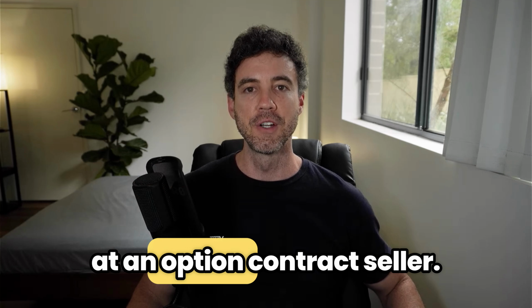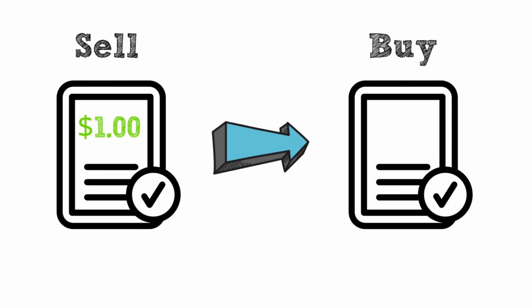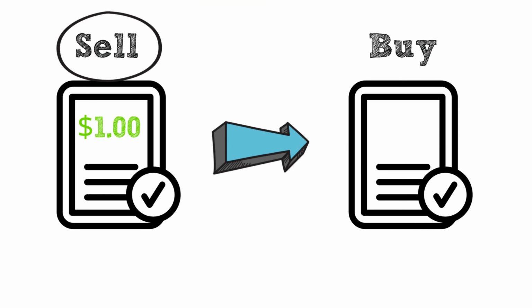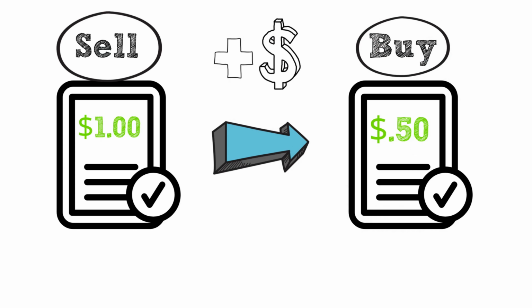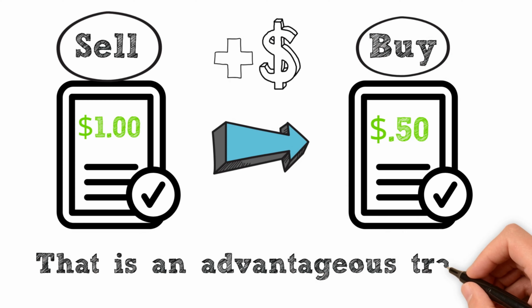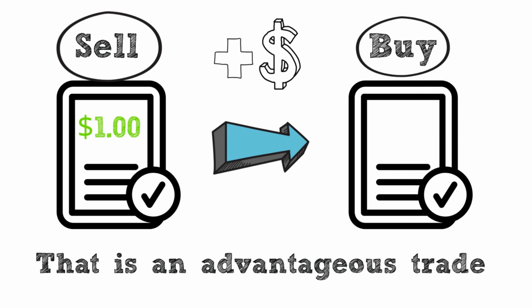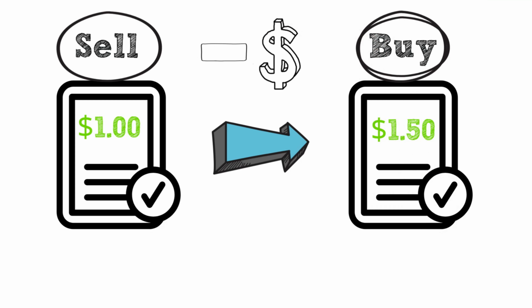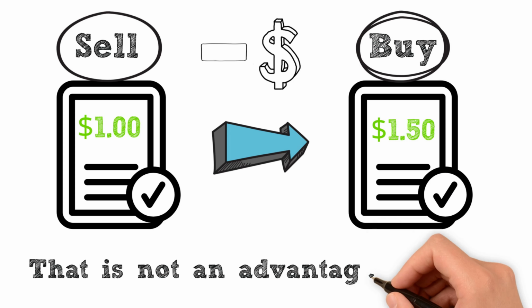Now let's look at an option contract seller. If your first action was to sell an option contract, and then the premium of that contract goes down, and your second action was to buy back that same contract for a lower premium, then you keep the difference in premium and make money. That is an advantageous trade. If the price of that option contract goes up and your second action is to buy back that contract at a higher price, then you lose the difference in premium and you lose money. That is not an advantageous trade.